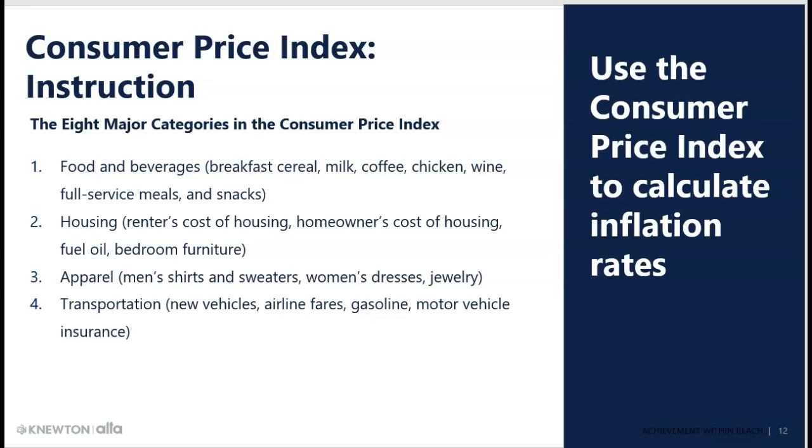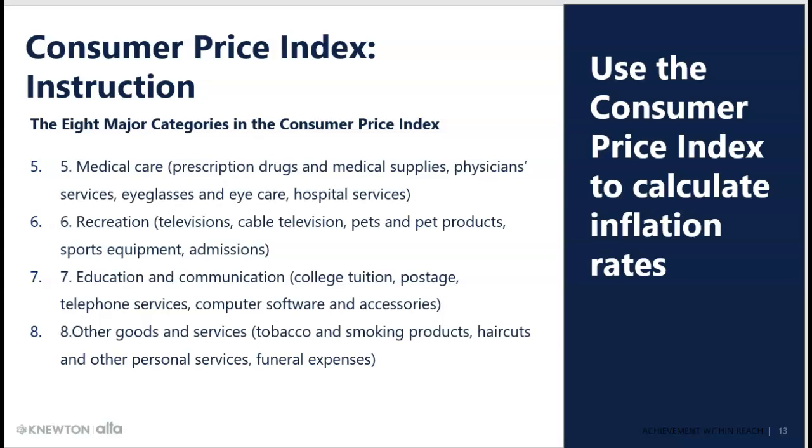Housing, renter's cost, homeowner's cost of housing, fuel oil, you have to heat the house, you have to have furniture. So the basic furniture is what they count. Apparel, stuff you have to wear, clothing. Transportation, the cost of a new vehicle, flying, gasoline, motor vehicle insurance. Medical care is in there. Recreation, televisions, cable TV, pets, pet products, sports equipment, ticket prices, things like that are in there. Education and communication, college tuition, postage, telephone services, computer software, and accessories.